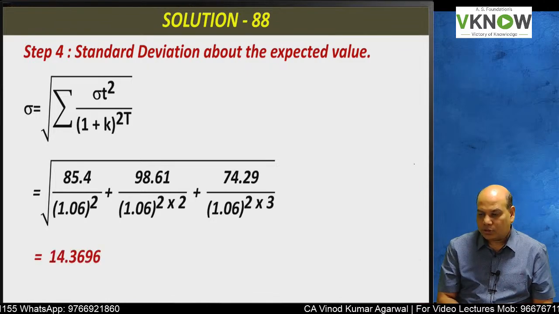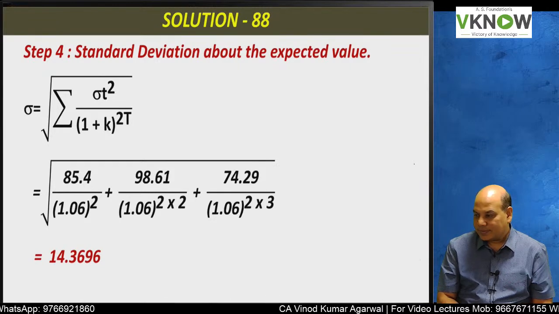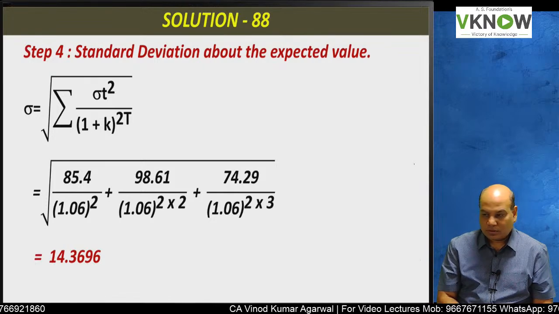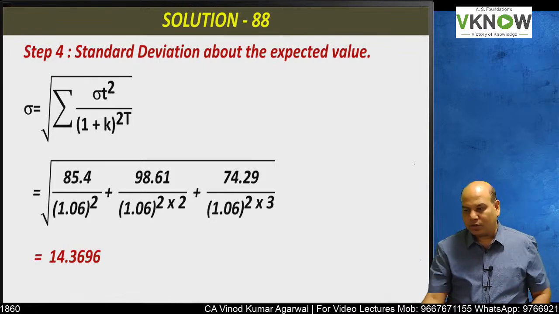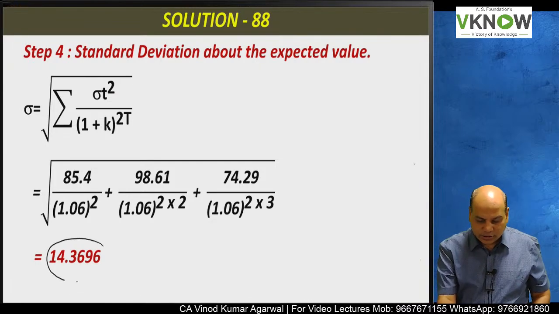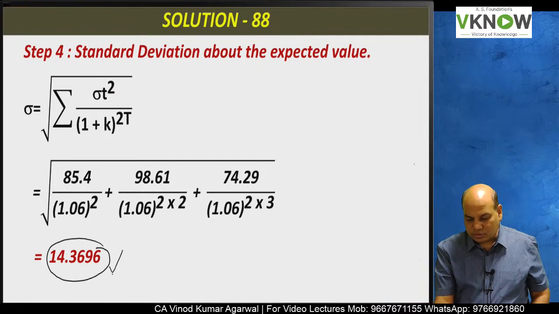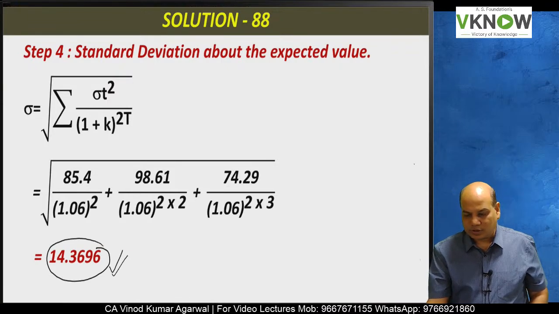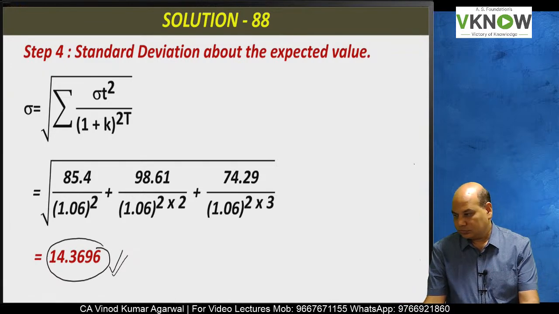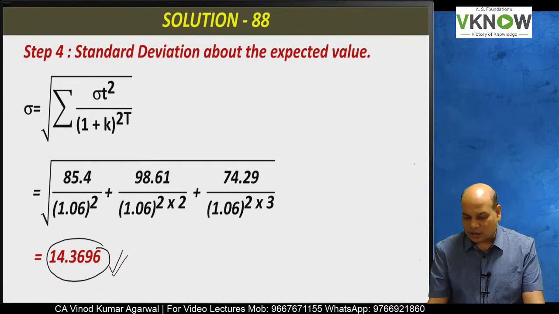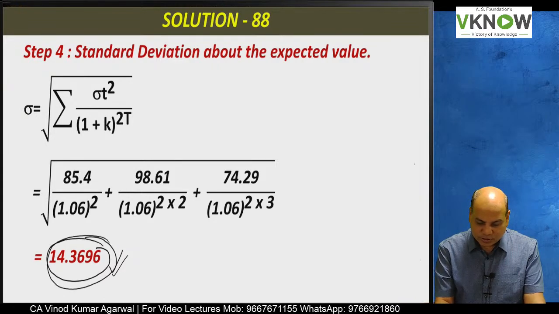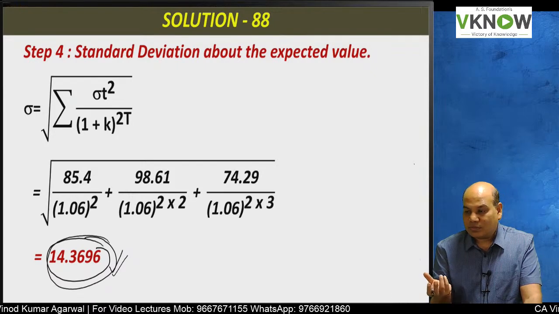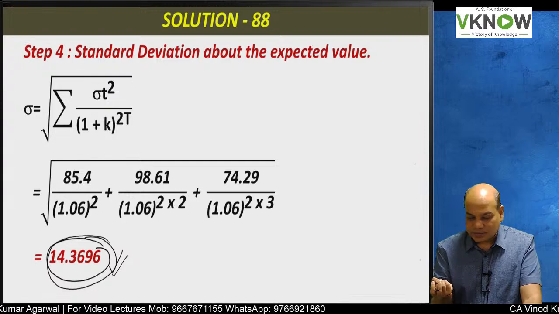The correct answer is 14.3696. So we got both the answers. If you are not getting it, then you have to check your calculation again and you will get this answer finally. Don't worry. Check it again. If you can't calculate such basic numbers correctly, that is where you lose marks in the exam. You can't make such mistakes.